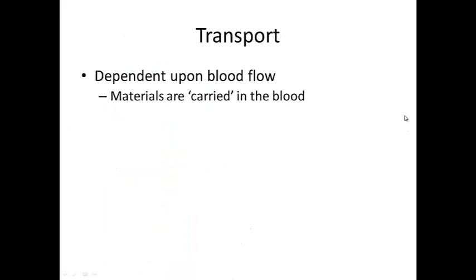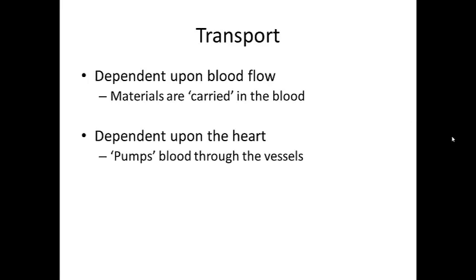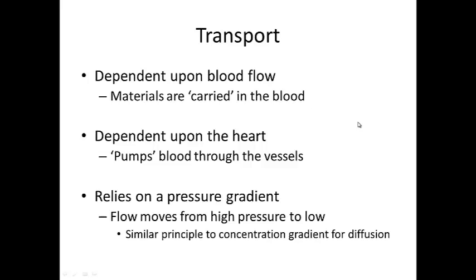Now, when we think about this transport, it's going to be dependent on blood flow. So any of these materials, any of these nutrients, any of these wastes have to be carried in the blood. And the way we're going to have this work is that the heart is going to act as a pump to push the blood through the vessels. And as it works, any sort of flow, including blood flow, is going to rely on a pressure gradient. So blood in this case is going to go from an area of high pressure at the heart to areas of lower pressure. So it's a similar idea to a concentration gradient for diffusion, although in this case we're talking specifically about fluid pressure.